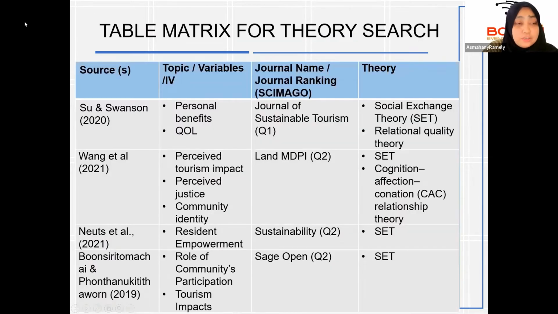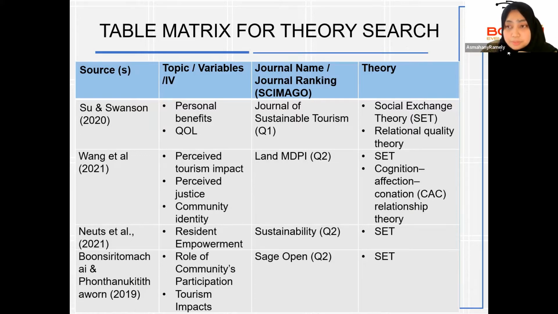After you do the reading, you have to come up with this table matrix. Let's say out of 600 articles, after a quick reading to check the relevancy, you notice that only 20 articles are applicable to your area. You have to read those articles one by one and transfer the information into this table matrix.